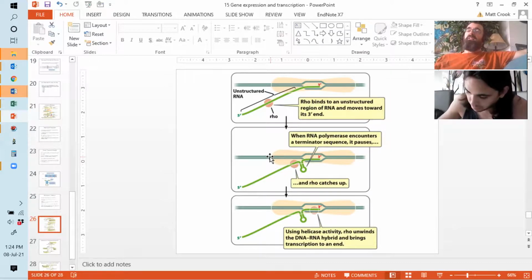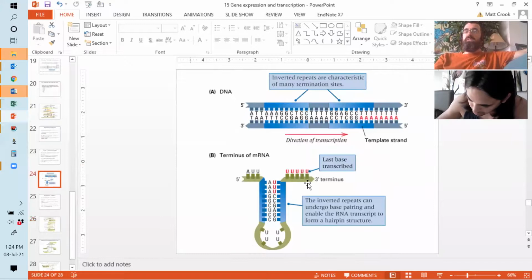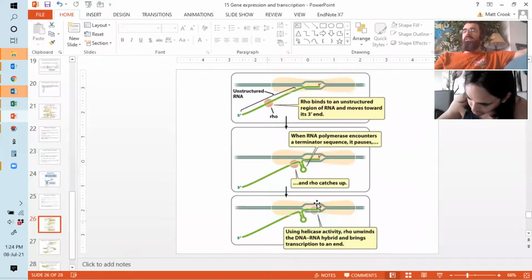And that something is one of these terminator loops. So similar to what we see here, but this terminator loop doesn't form inside of the RNA polymerase. But what it does is it causes RNA polymerase to pause. And that pause allows Rho to catch up.